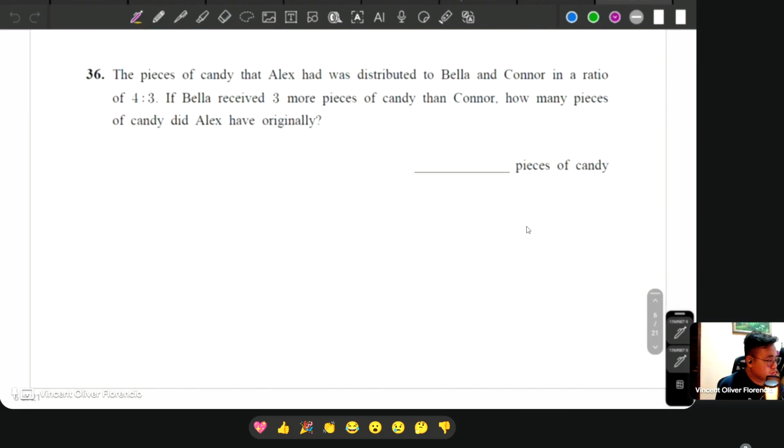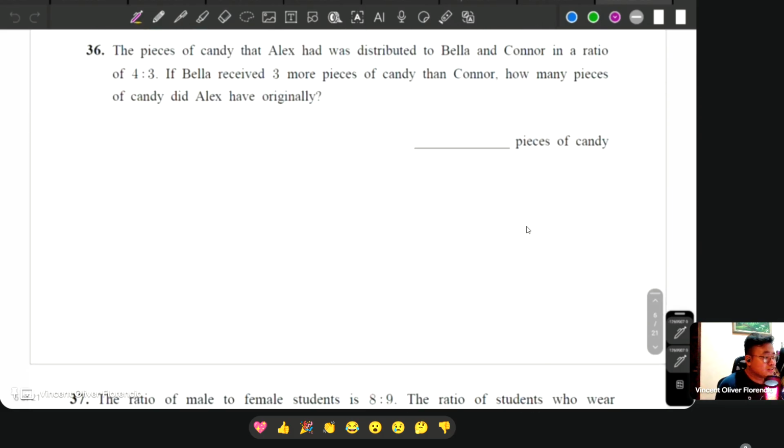Let's go to number 36. Read first the question, please. Again, you can pause first for you to read and analyze on your own before you answer. Now Alex has candy here, and then it was distributed to Bella and to Connor. And let's put this one here because we're actually dealing here with ratio and proportion.